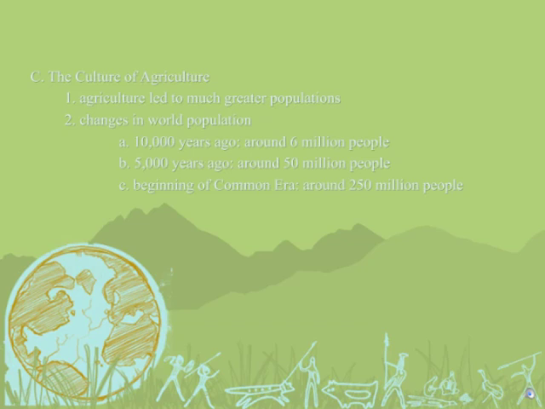All right, the culture of agriculture. Agriculture led to a much greater population. Again, where there is more food production, there is a rise in population, which you can see: 10,000 years ago, 6 million; 5,000 years ago, 50 million; beginning of the Common Era, 250 million people. And of course, now, obviously, China in the billions, India in the billions as well.